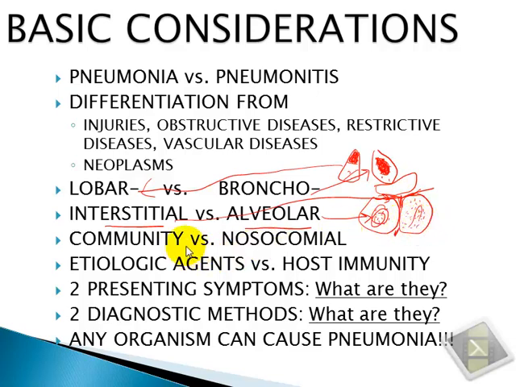Having said that, we should be able to distinguish between community acquired and nosocomial pneumonias. Community acquired pneumonias are the ones which you get on the road when you are in the community, as the name says, when you are outside a hospital, whereas those pneumonias which affect a person when the person is admitted into a hospital are called hospital acquired or nosocomial pneumonia.